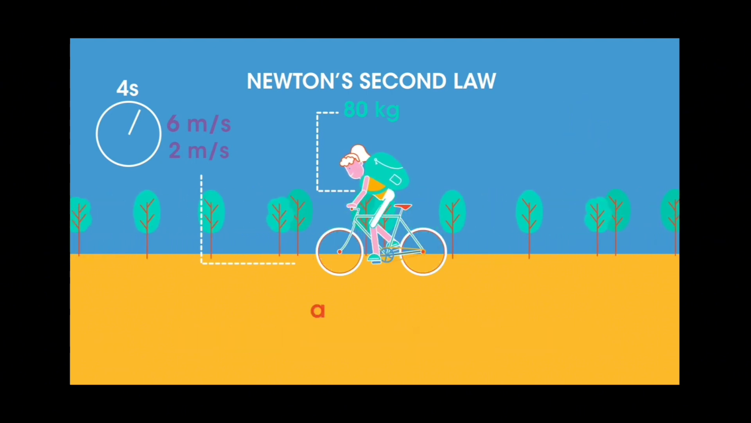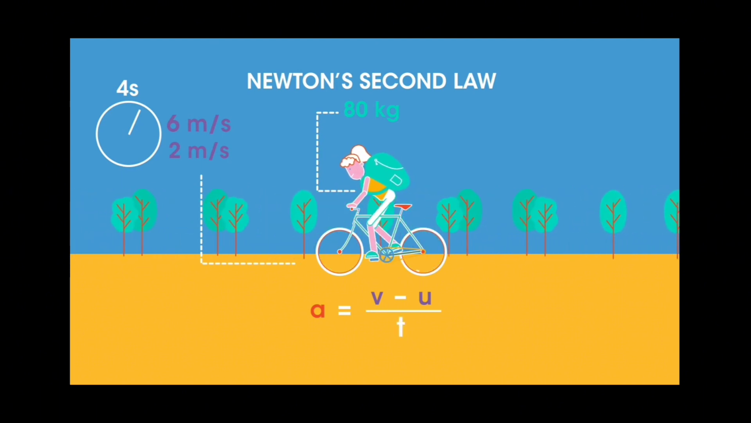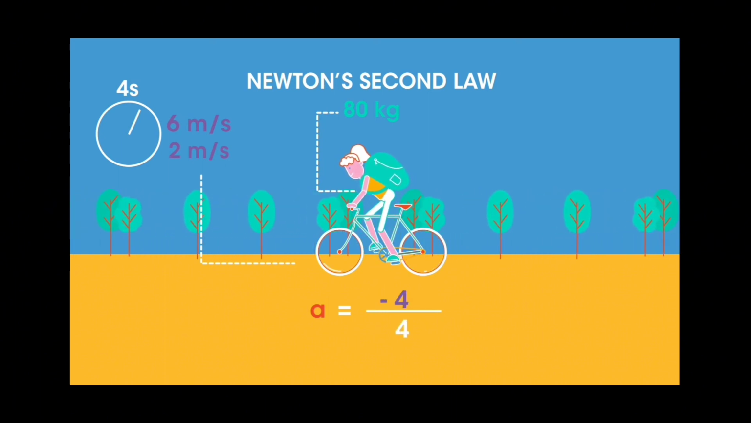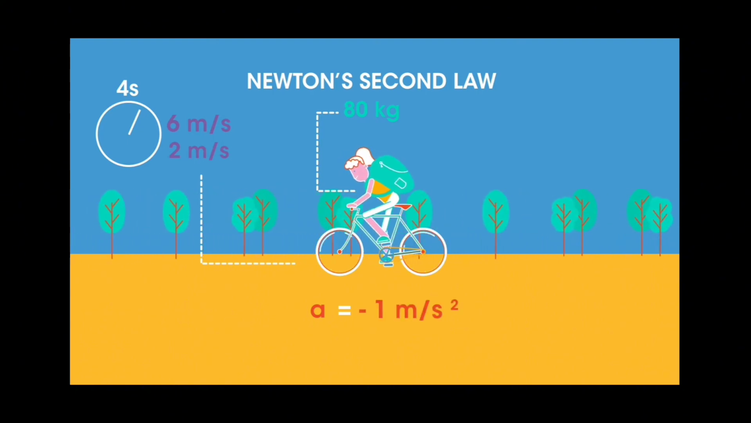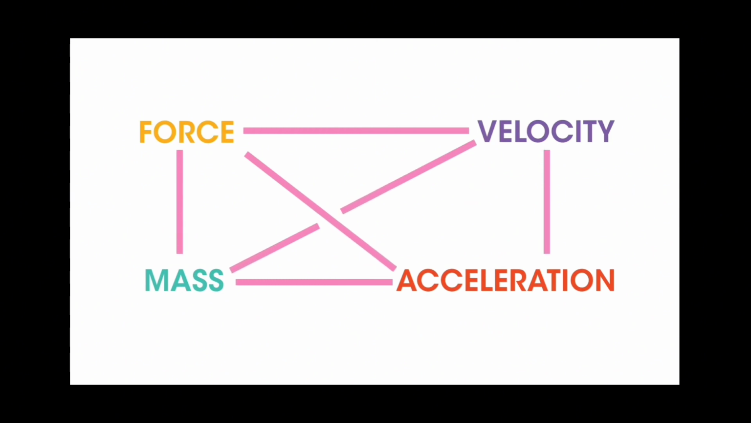Acceleration a equals final velocity v minus initial velocity u over time taken. So acceleration equals 2 minus 6 over 4, or minus 4 over 4, or minus 1 meter per second squared. So we can already see how force, mass, velocity and acceleration are related. Now let's see how we can use these formulae together.